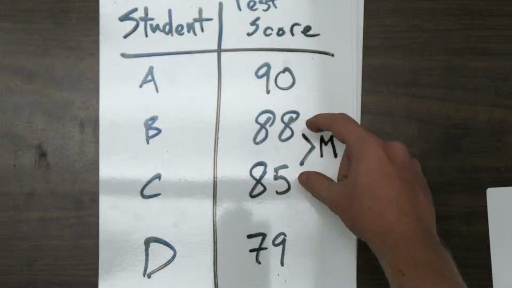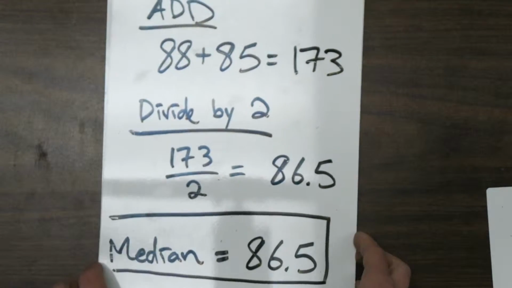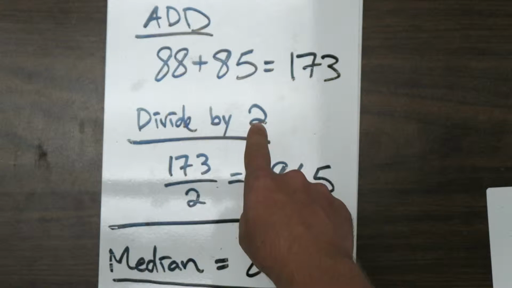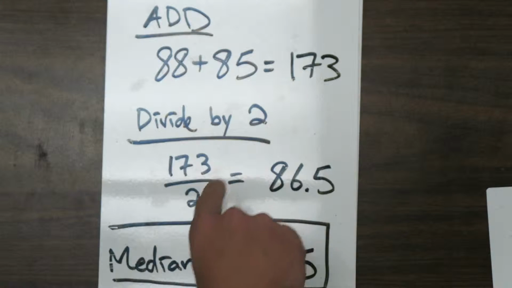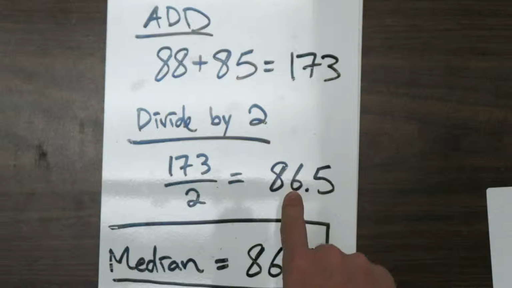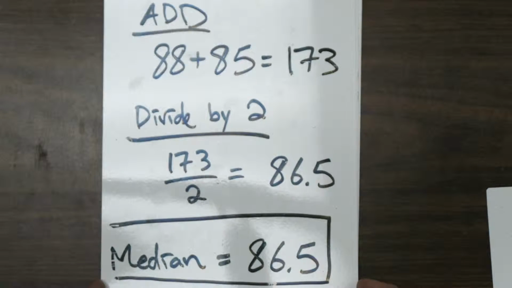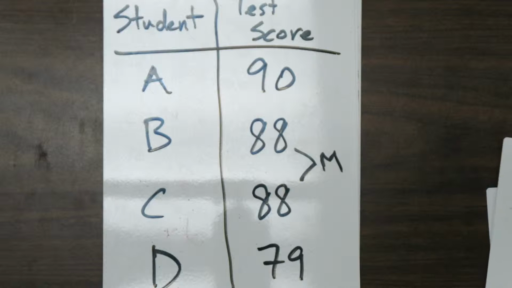But I am going to take both of these scores and I'm going to add them together to get 173 and then divide by 2 because I have 2 scores that I'm adding together. So I take 173, the sum of the scores, and divide that by 2, and there is my median, 86.5. So that's my median when I have an even number of data.